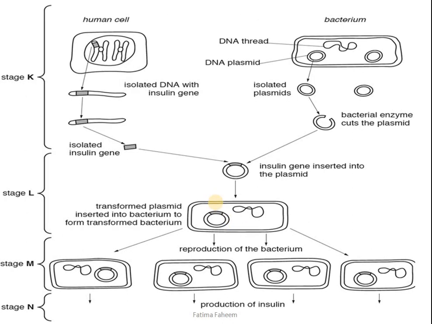The next diagram shows you the summary of all these steps together. Again, I'm repeating that the human cell contains a gene which is responsible for the formation of human insulin. That gene will be isolated and inserted into the plasmid of the bacteria. Once the plasmid is formed, this will again be inserted into the bacteria.